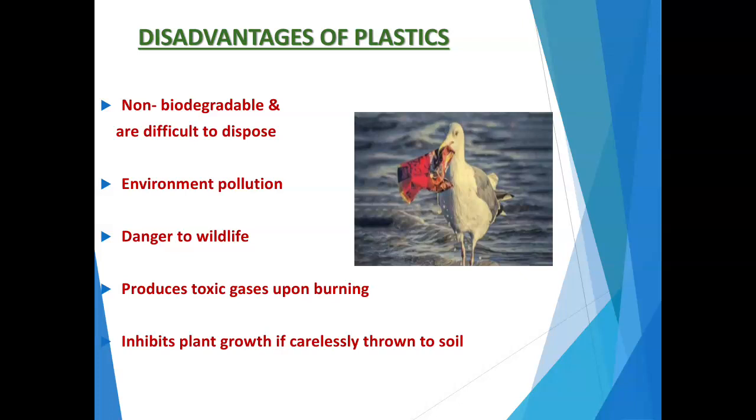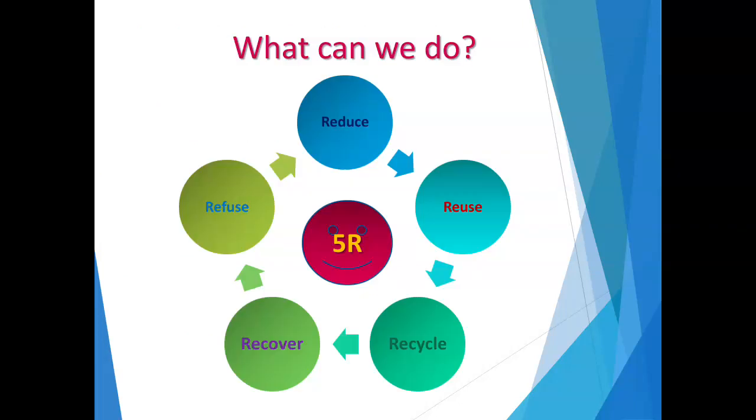So what can we do to overcome these problems caused by plastics? Here comes the importance of the 5R principles. If we are following the 5R principles, we can overcome the disadvantages caused by the plastics to an extent. So let's have a look at the 5R principles. The first point is to reduce the use of plastics. Use a minimum amount of plastics. That is the first point. The second point is to reuse plastics. Use the plastic materials you have. Maximize the use of plastic materials. That is the second point, reuse.